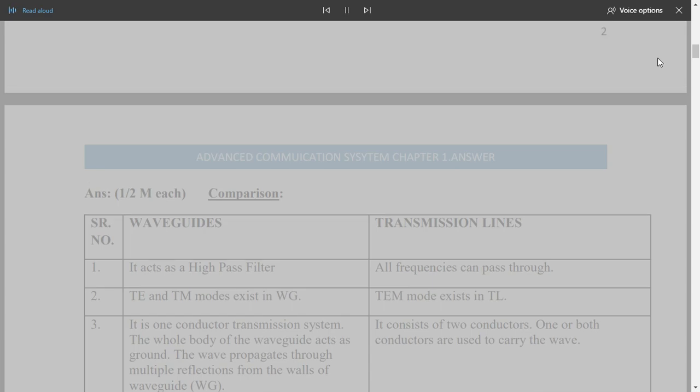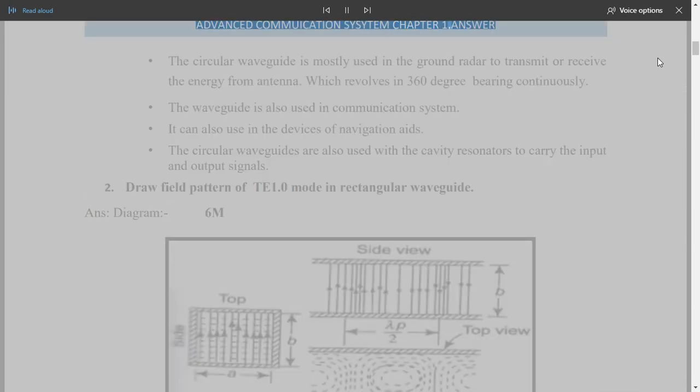Advanced Communication System Chapter 1. Answer. The circular waveguide is mostly used in ground radar to transmit or receive the energy from an antenna which revolves in 360-degree bearing continuously. The waveguide is also used in communication systems. It can also be used in devices of navigation aids. The circular waveguides are also used with cavity resonators to carry the input and output signals.